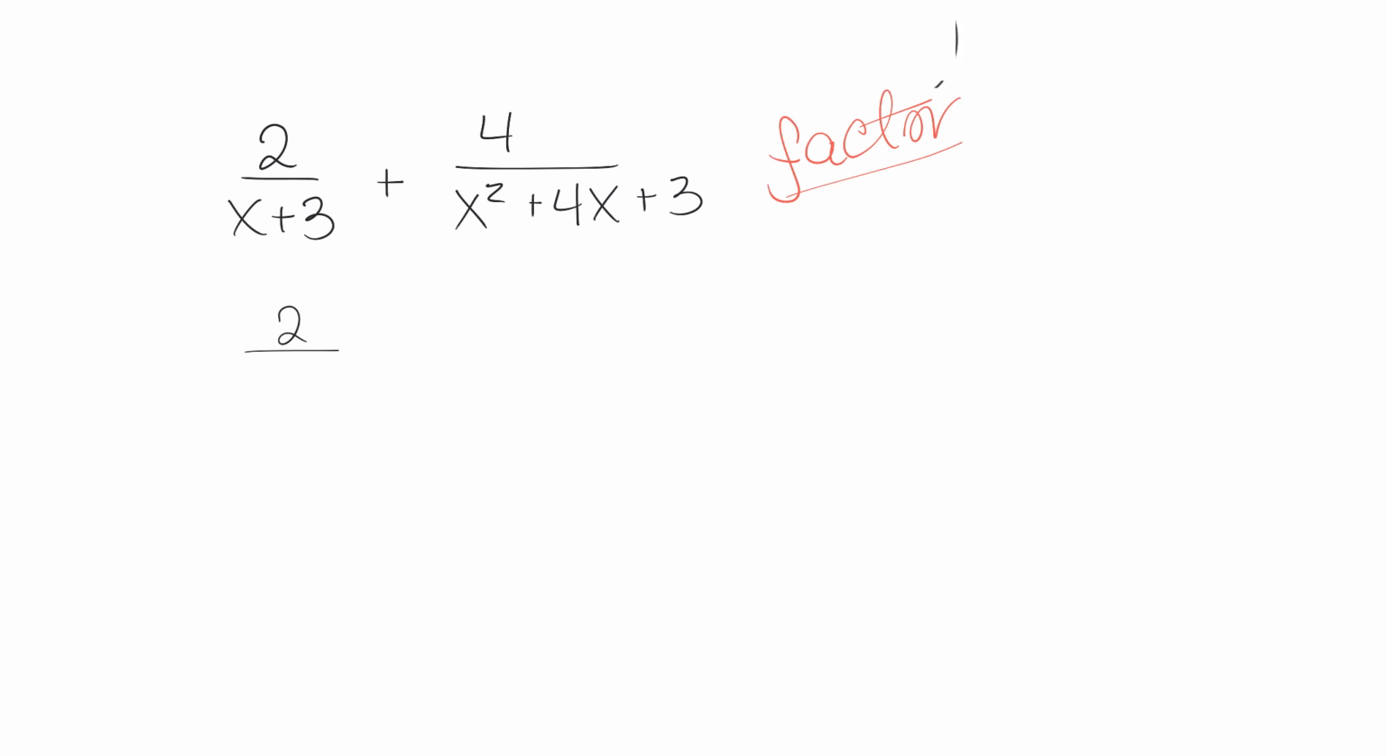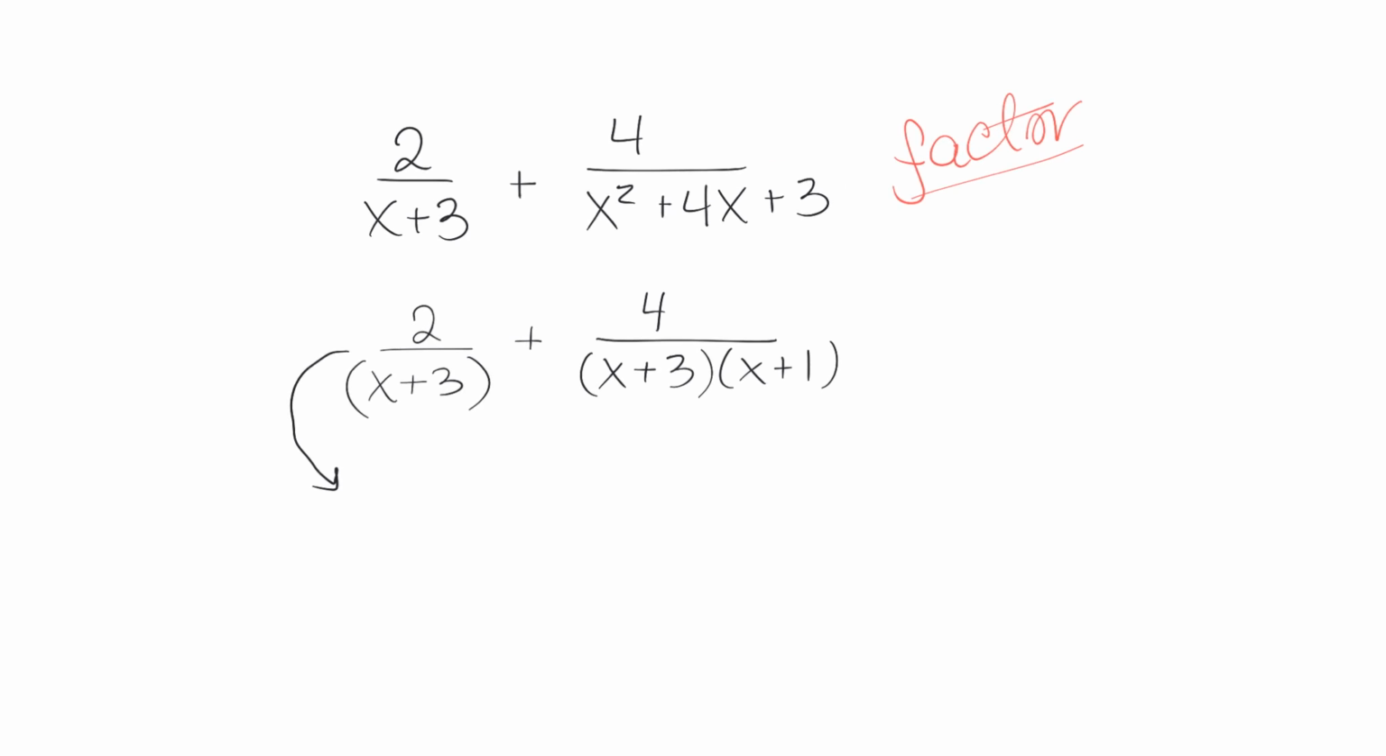So not much we can do here, 2 over x plus 3. But if I factor this, what two numbers multiply to 3 and add to 4? 3 and 1. So x plus 3 times x plus 1. And if I put brackets over here, it becomes really clear that this side needs an x plus 1. So we're going to multiply this whole thing by a bracket, which is allowed. You can totally do that.